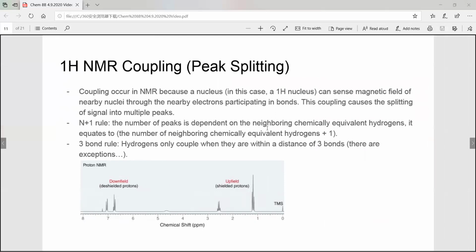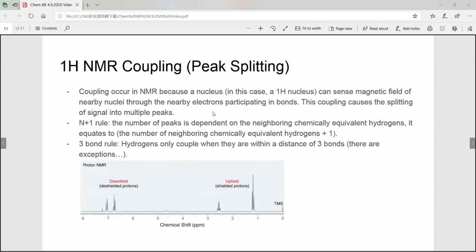So we get to proton NMR coupling, or peak splitting. Coupling occurs in NMR because the proton nucleus can sense the magnetic field of nearby nuclei through the nearby electrons participating in bonds. And these nuclei can affect each other. This coupling causes the splitting of signals into peaks.